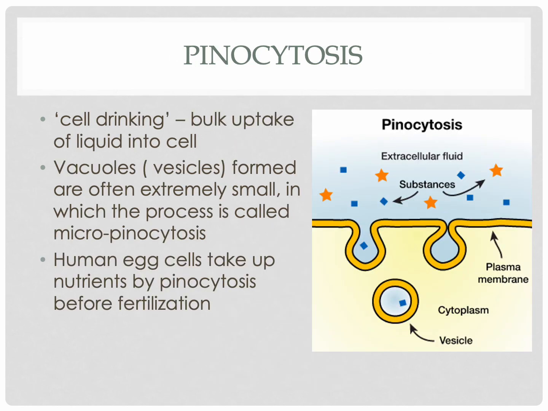Pinocytosis, or cell drinking, is the bulk uptake of liquids. The vacuoles or vesicles formed are often extremely small, in which case the process is called micropinocytosis. Human egg cells take up nutrients by pinocytosis before fertilization.